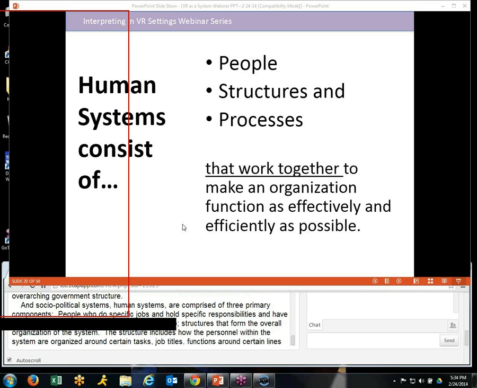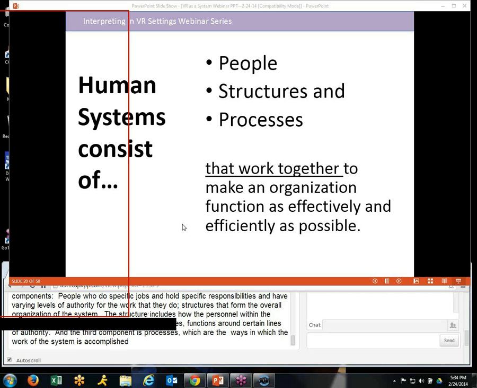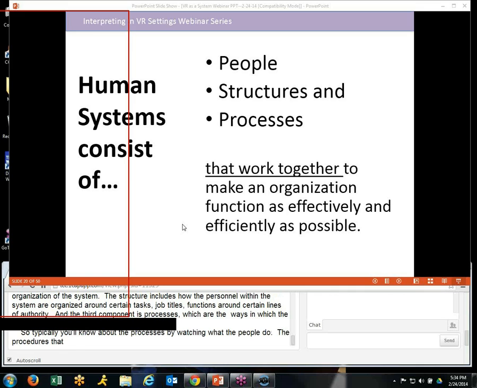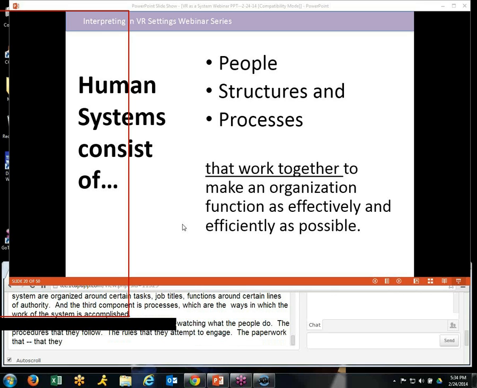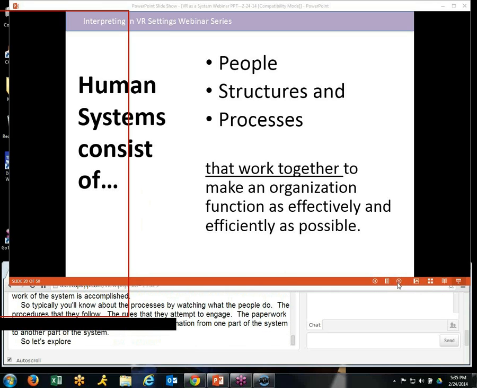And the third component is processes, which are the ways in which the work of the system is accomplished. So typically, you'll know about the processes by watching what the people do, the procedures that they follow, the rules that they attempt to engage, the paperwork that they utilize to maintain the flow of information from one part of the system to another part of the system. So let's explore these three elements as they relate to the VR system a bit more.